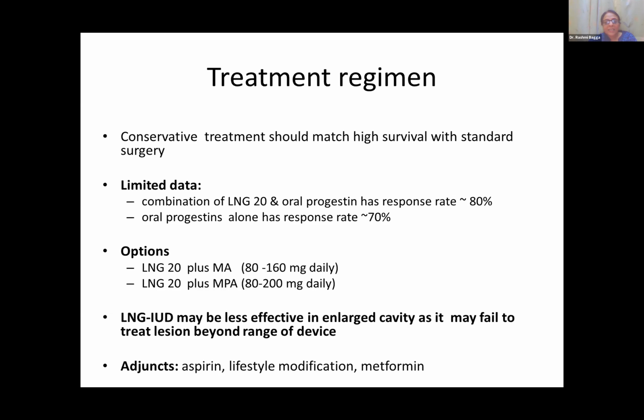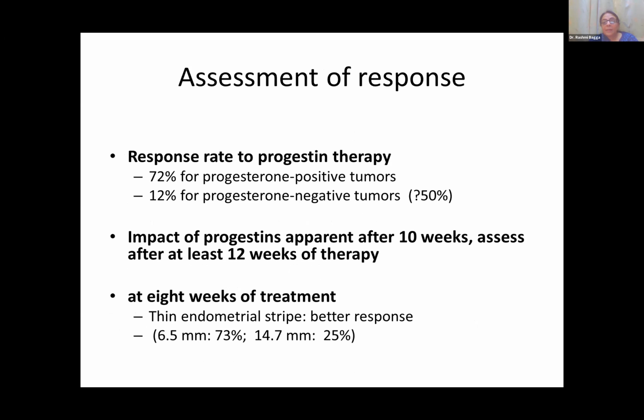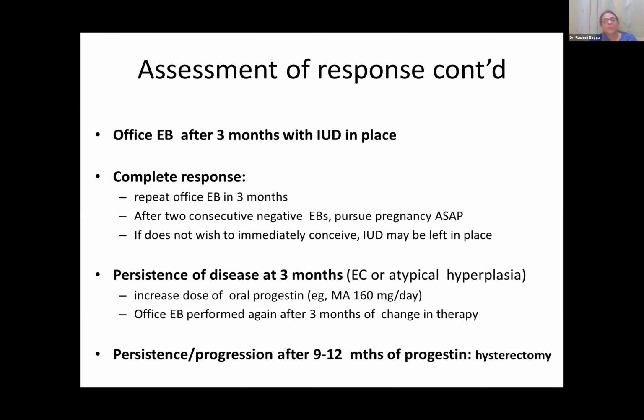In addition, other adjuncts have been tried, like addition of aspirin, lifestyle modification, and metformin to reduce the risk of endometrial cancer, which was caused by these predisposing factors earlier. The response has to be assessed after a minimum of 12 weeks of therapy, or at 8 weeks of treatment. Some studies have shown that a thinner endometrial stripe may be a better predictor of response. 6.5 mm showed a 73% response versus a thicker stripe of 14 mm, which showed a 25% response.